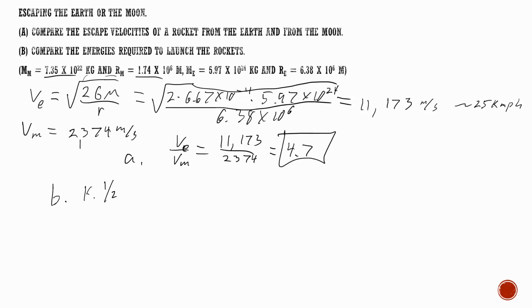Part B, we want to compare the energies needed. So the energy is the kinetic energy, 1/2 mv squared, where we plug in either of these velocities for v. The problem here is the energy depends on the mass of the object, and we're not looking at a specific object, or they didn't give us the energy of these rockets.